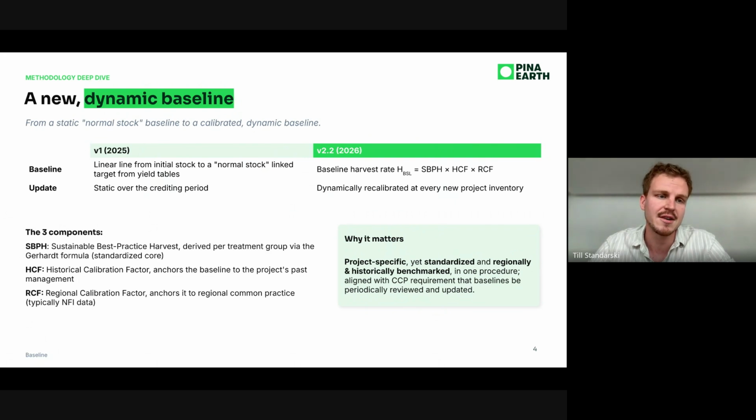So for the HCF, we take a look at the past harvest regime that the forest operation has done throughout the last inventory cycle. And for the regional calibration factor, we take a look at national forest inventory data of the region that the project is located in, and then calibrate this baseline harvest rate slightly. I won't go into too much detail on the equations here. If you have questions, please ask them later, but there's a lot of stuff that we have to run through.